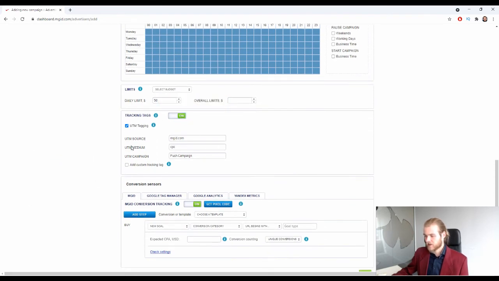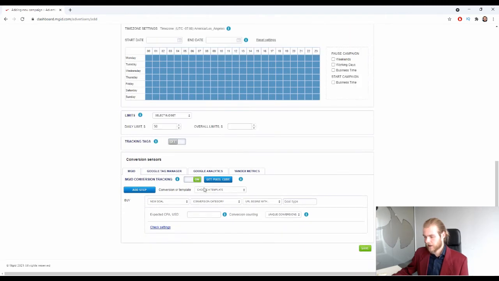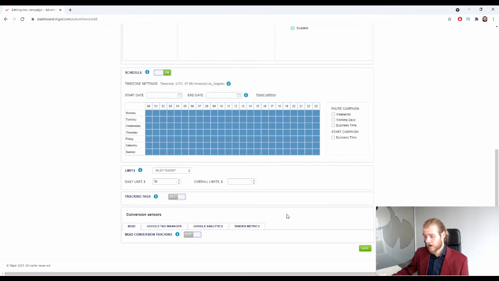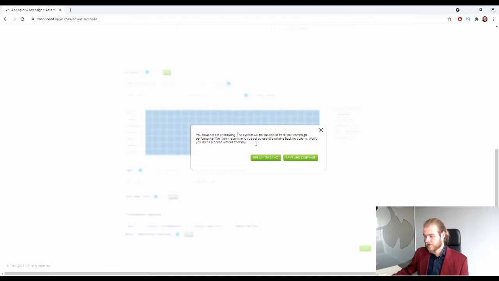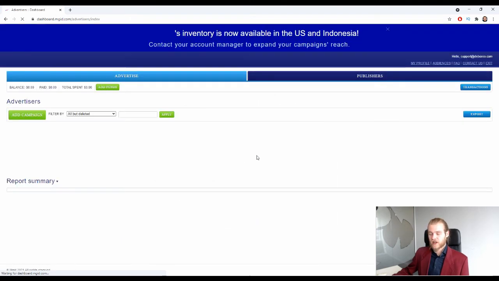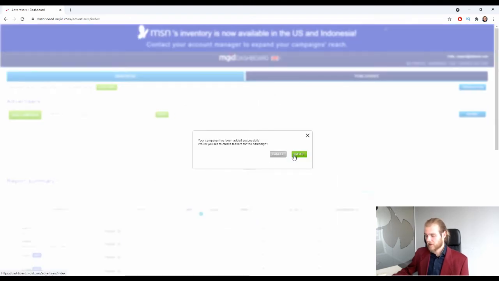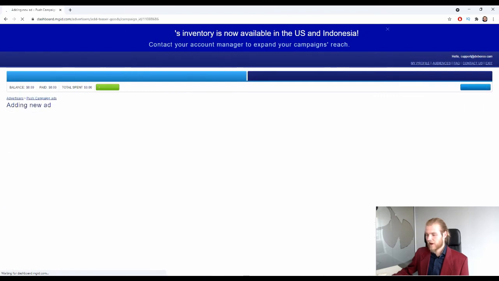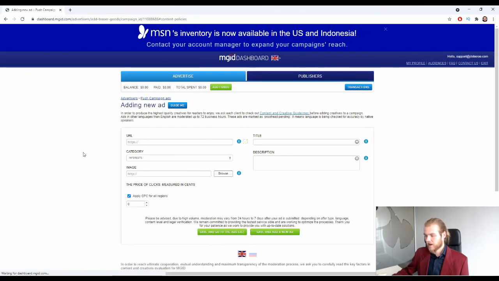Tracking tags, all right, we're gonna skip that for now because I don't need to track this campaign. MGID conversion tracking, this is very useful as well, especially if you're using the by conversion limit right here, then you need to set up the conversion tracking, right? We're gonna turn it off for now. Let's press save, save and continue. That was basically just a note saying that we did not set up the tracking, which is fine for this example. Now we are going to create our creatives, all right?